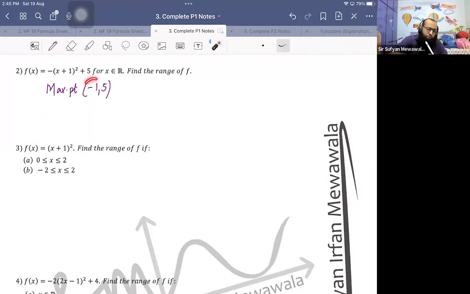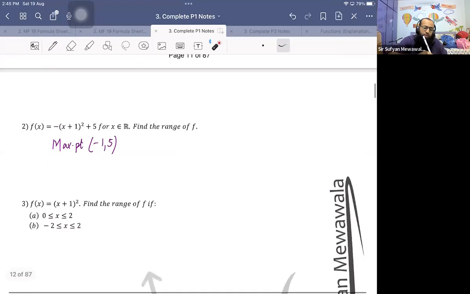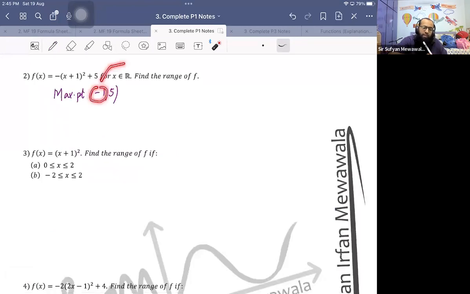Achha, why do we focus on the x coordinate? Just to check whether this x coordinate lies in the domain or not. Because one of the notes, if the x coordinate is included in the domain, y coordinate will be included in the range. तो ये देखना बहुत जरूरी है कि क्या x coordinate domain में शामिल है या नहीं. If the x coordinate is included in the domain, then y coordinate will definitely be included in the range. And because there are no endpoints, over here the range is going to be based on the maximum value. Any idea what will be the range over here?